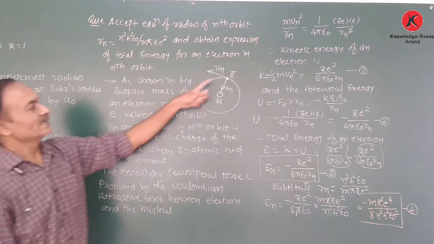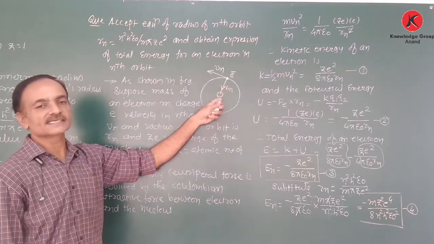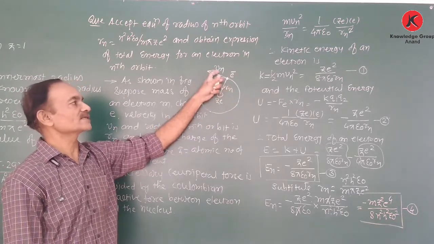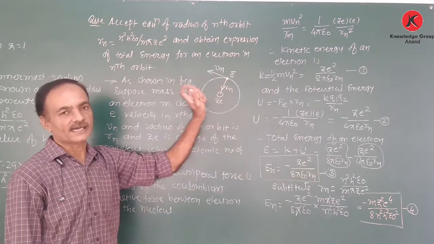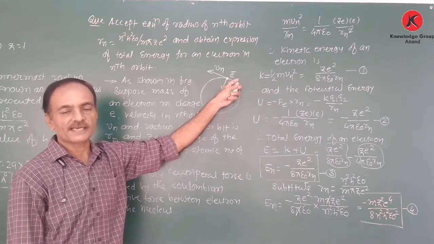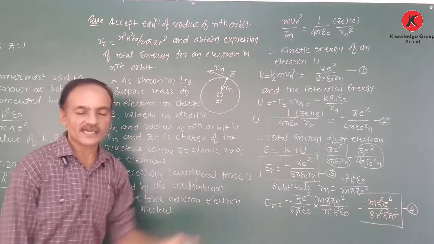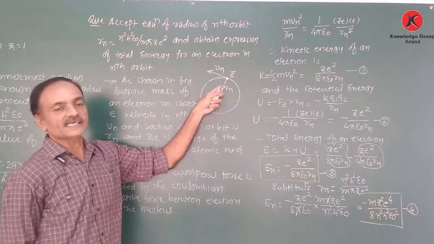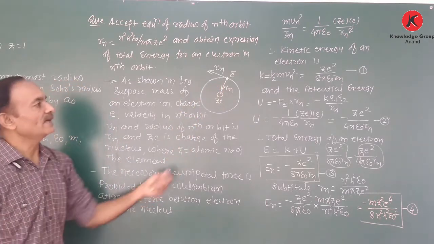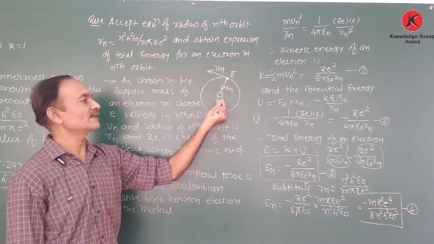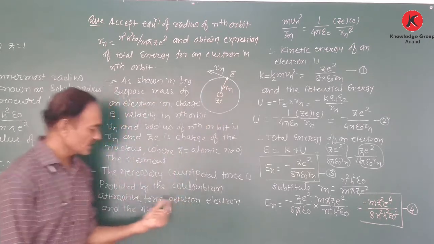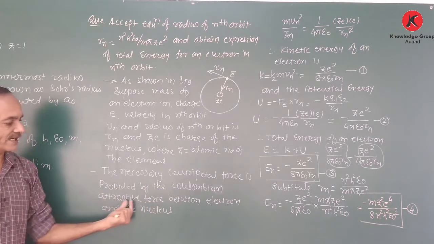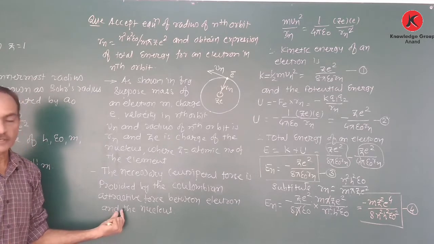For that purpose, here is the figure: the nucleus having charge Ze, the electron revolving in the nth orbit with linear speed or linear velocity vn and orbital radius r. Mass of the electron is m, charge of an electron is e. Z is the atomic number of the element. Now, the necessary centripetal force is provided by the Coulombian force of attraction by the nucleus on the electron. That is written here. The necessary centripetal force is provided by the Coulombian attractive force between the electron and the nucleus.